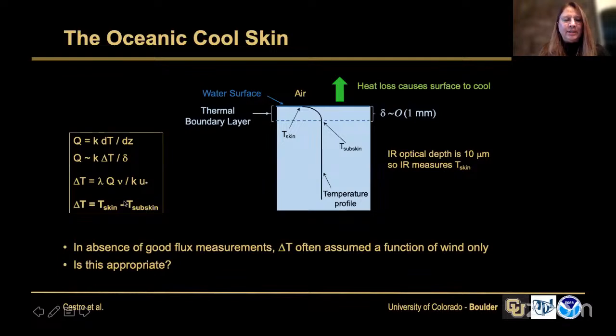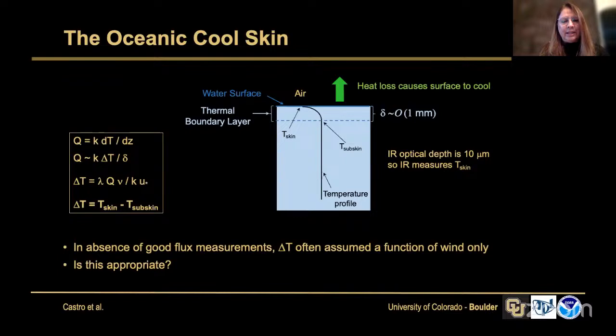Previous theoretical work on delta T showed that delta T is directly proportional to the heat flux and inversely proportional to the wind stress or friction velocity. But due to the fact that we don't have really good heat fluxes, we were forced to overlook this heat flux dependence. And delta T is usually characterized as a function of the wind speed only.